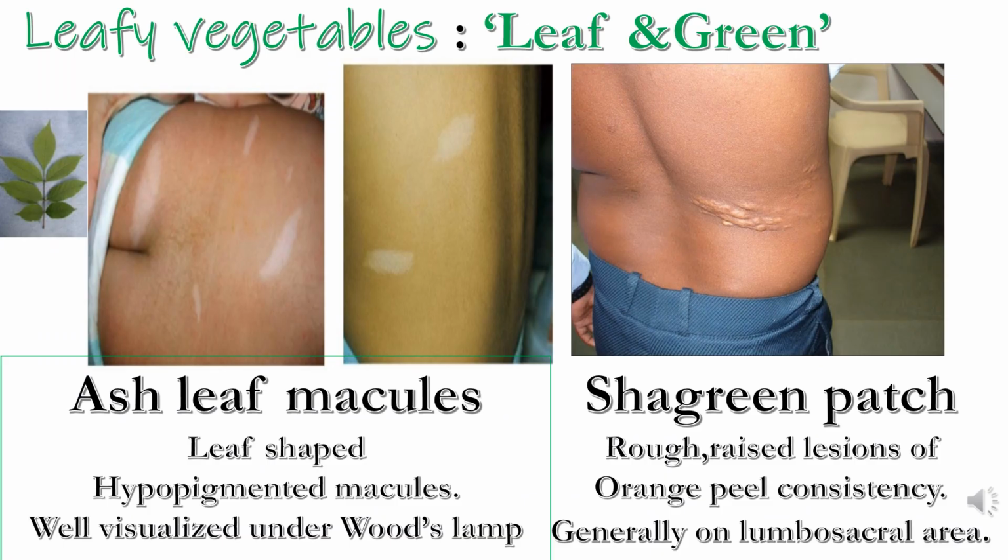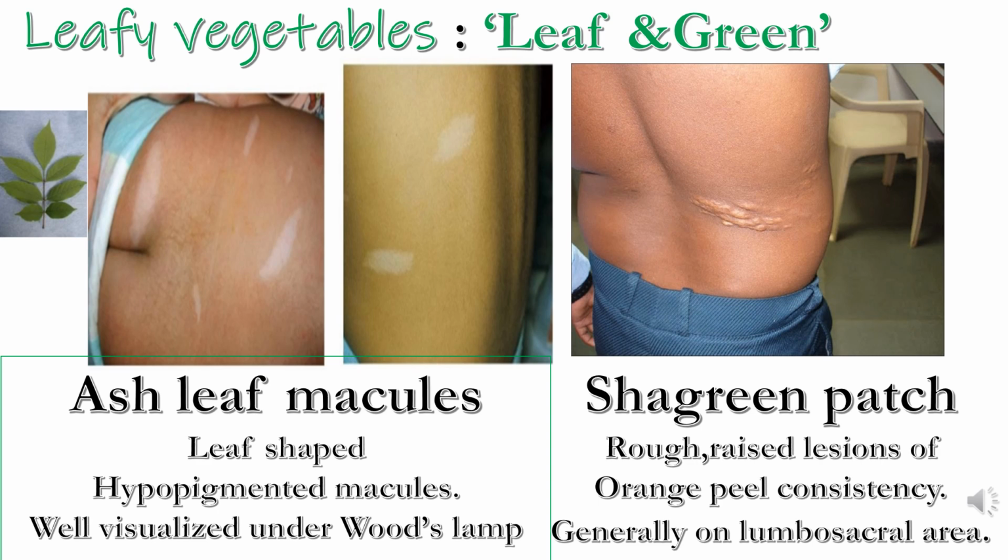Now it's time for leafy vegetables, and as we know, leafy vegetables are green and they have leaves. So you can remember two findings, that is ash leaf macules and shagreen patch. Ash leaf macules, you can see in the left image, are leaf-shaped hypopigmented macules. You can see the white areas on the body and they are well visualized under Wood's lamp. You can see the leaf shape in the image, and they are exactly similar in that pattern. So ash leaf macules are hypopigmented macules, and the right image is showing shagreen patch.